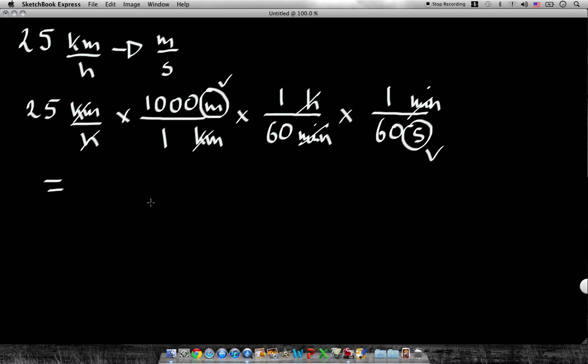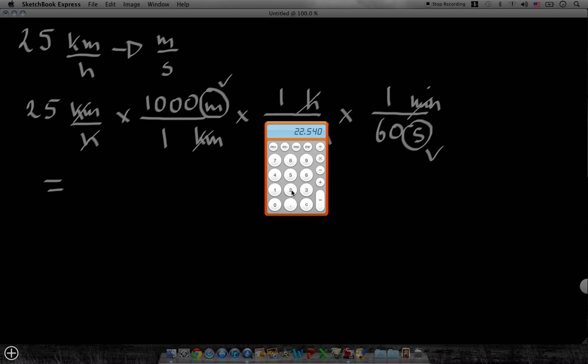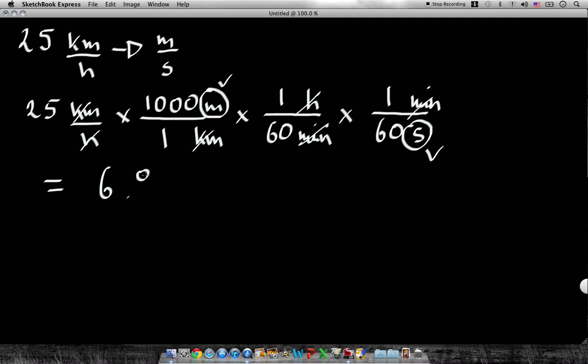Now I can bring in the calculator and get what the answer is. So we have 25 times 1,000, and then I'm going to divide by 60, and again divide by 60. So that equals 6.9 and a bunch of 4s. I'll write this out, 6.9 and a bunch of 4s, so here I'm going to put dot, dot, dot. And of course now this is in meters per second.